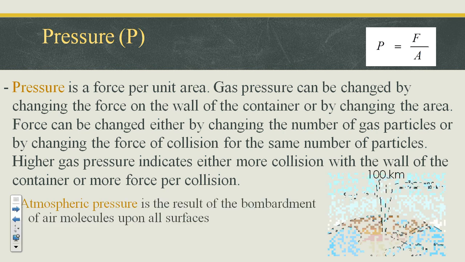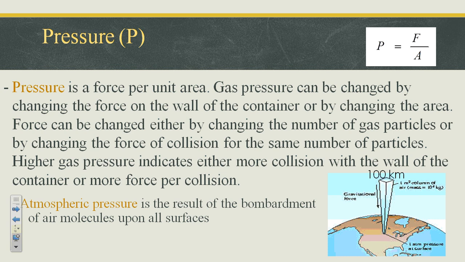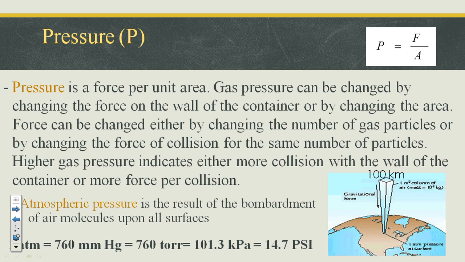Now, atmospheric pressure is the pressure that the layer of air exerts on the surface of Earth or upon all surfaces, and this pressure is given by force per unit area. And these are a few conversions between different pressure terms. 1 atm is 760 millimeters of mercury, which is equal to 760 torr, 101.3 kilopascal, and 14.7 psi, or pounds per square inch. I recommend that you memorize the interconversion of these different pressure units.